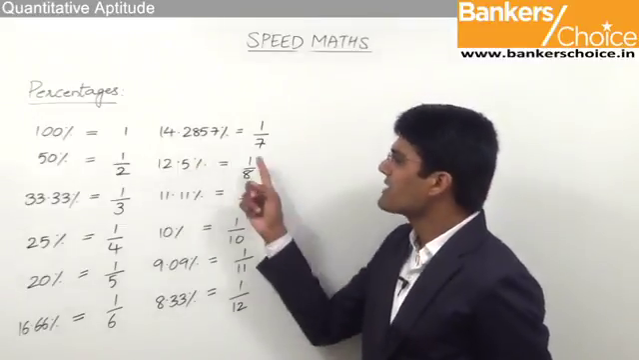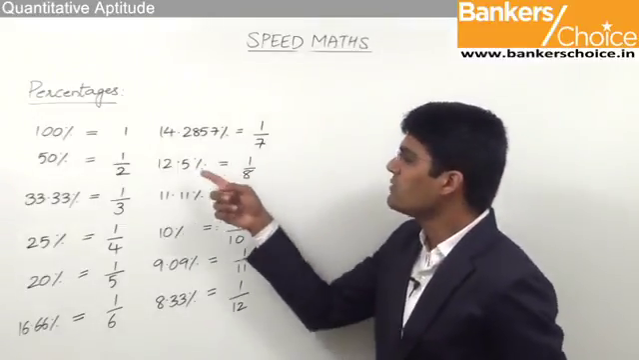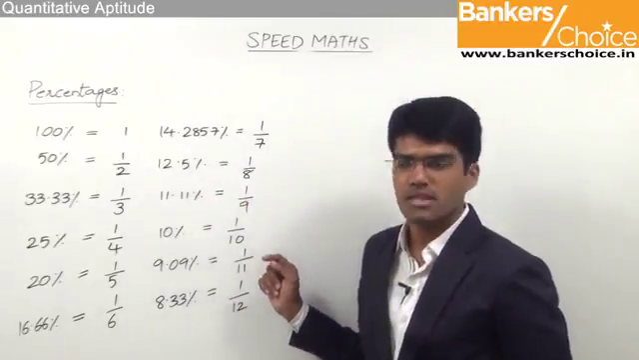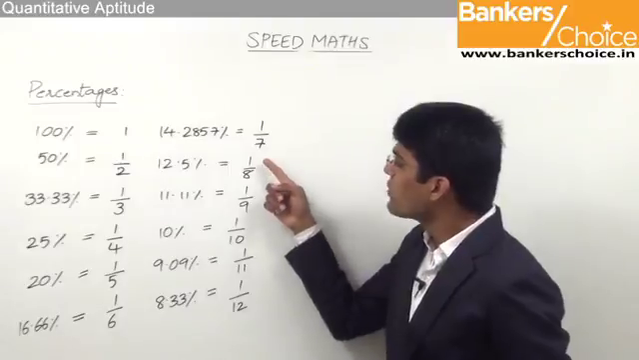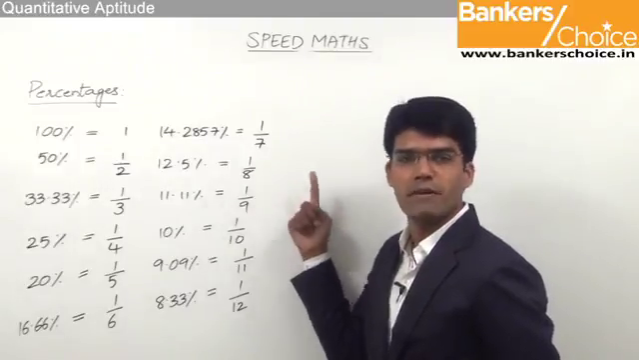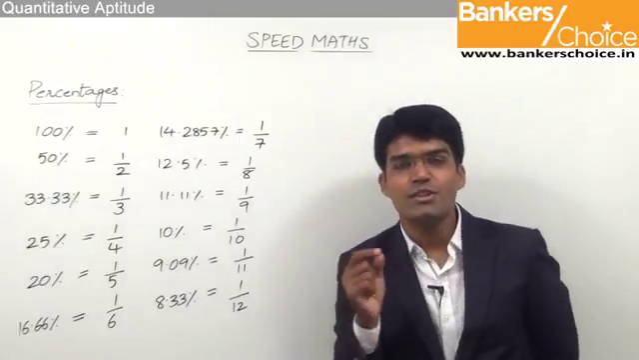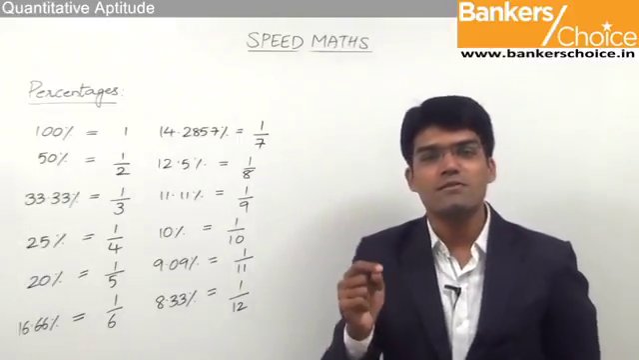Let's multiply both sides by 5. See what we get. 12.5 into 5 will be equal to 62.5. 62.5% equals 1 by 8 into 5, multiplication with 5 on both sides. So 1 by 8 into 5 is 5 by 8. So 62.5% equals 5 by 8.